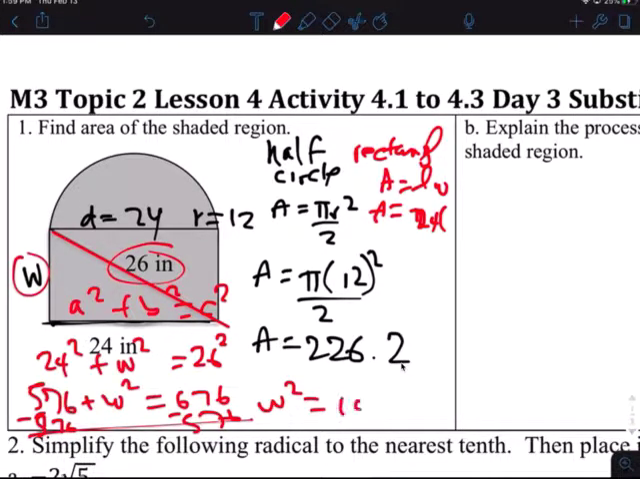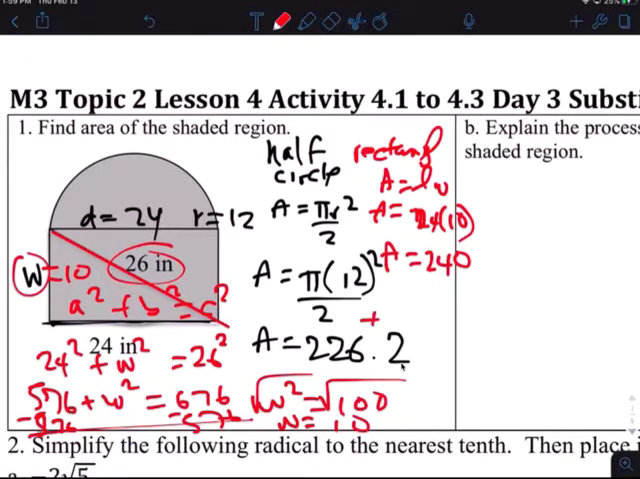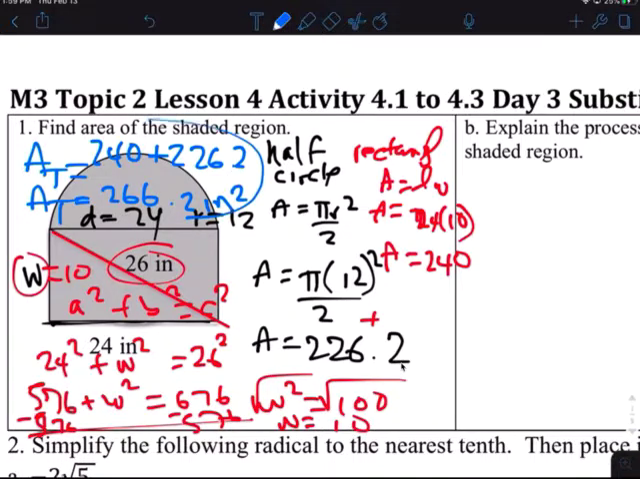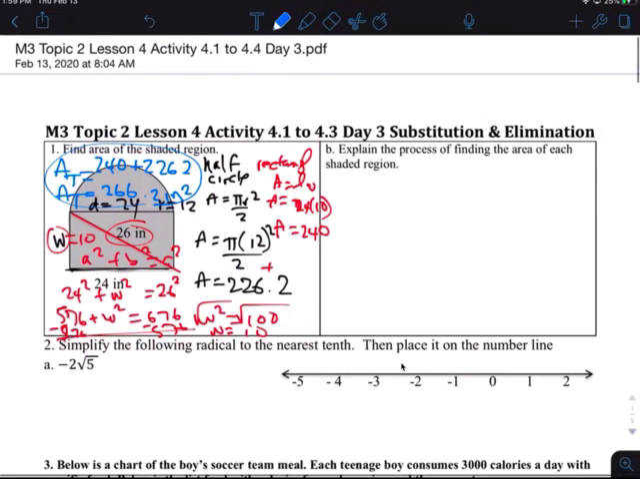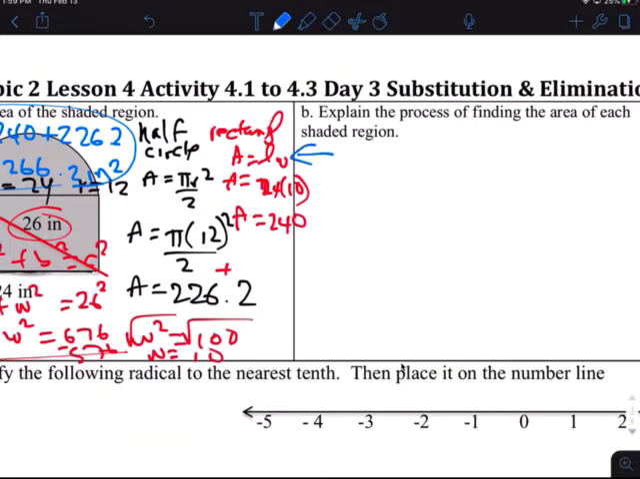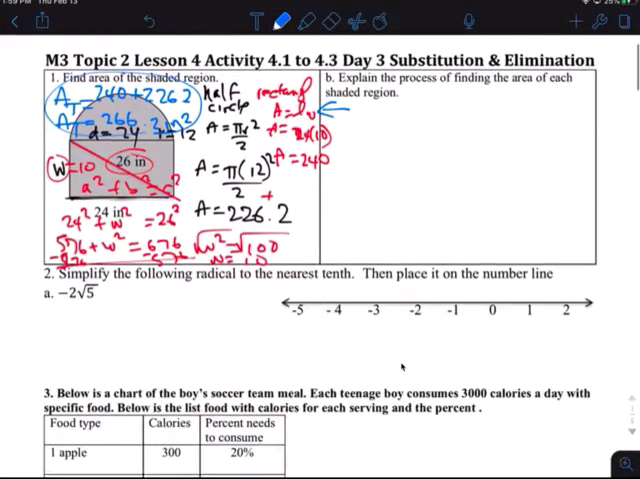w squared equals 100. Square root, it's a perfect square. The width is 10. So this width is 10. So you multiply them, you get 240. You add them together. So I'm going to put total area up here because I'm running out of room. It's 240 plus 226.2. You get total area equals 466.2 inches squared. So don't forget inches squared. Explain all the stuff you did here. Make sure you explain as many words as possible. Don't give me little stuff.